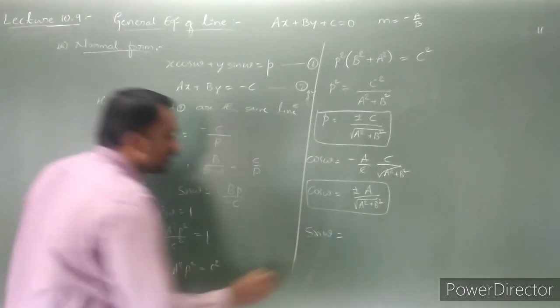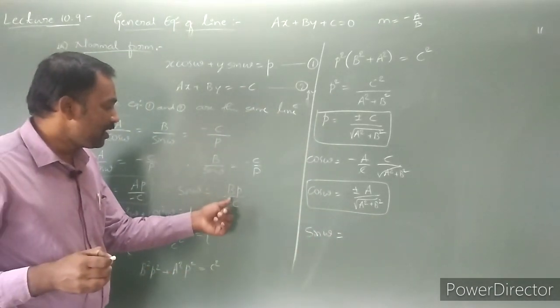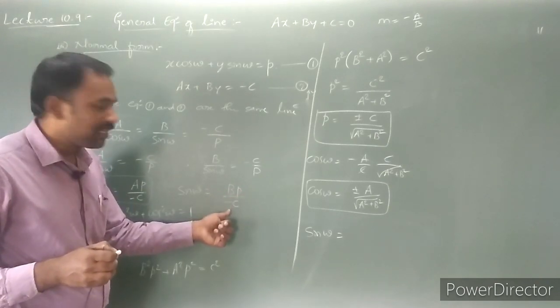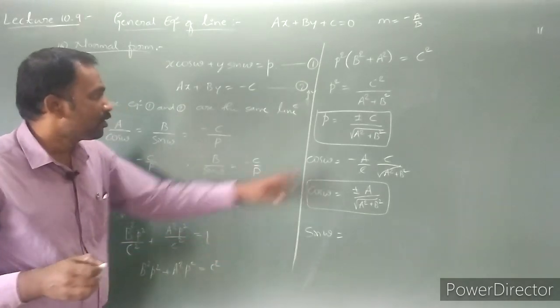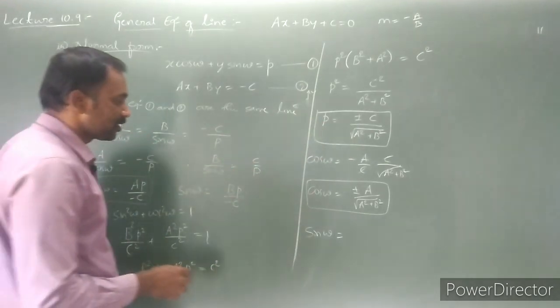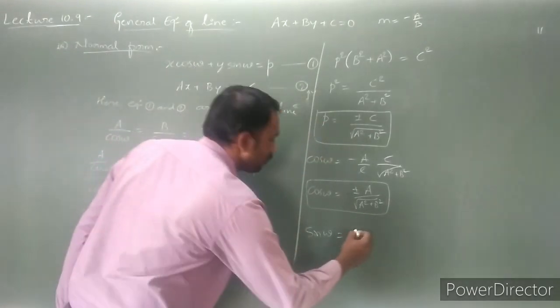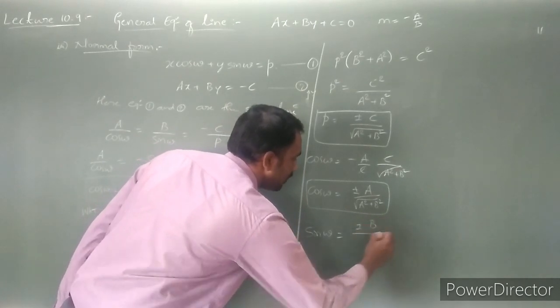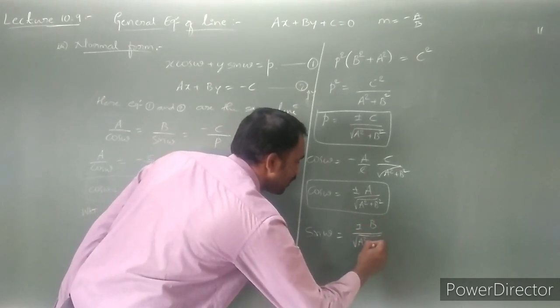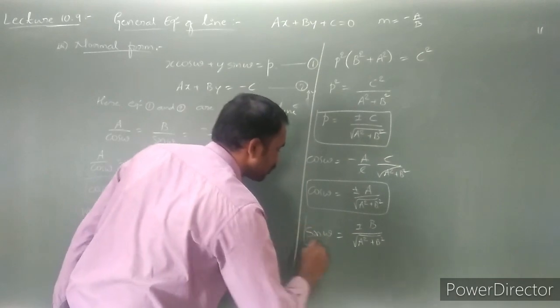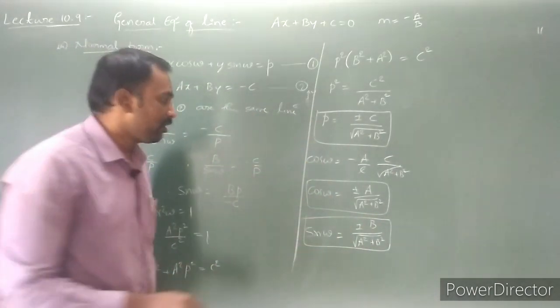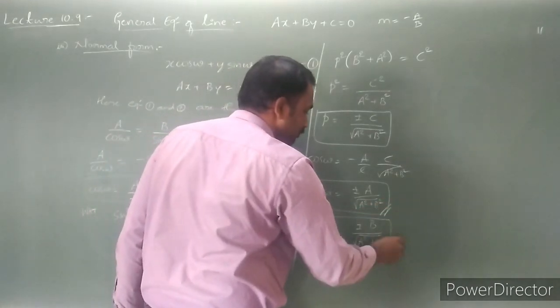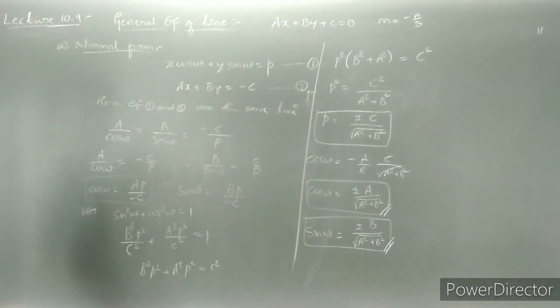Similarly, sin omega. Replace the sin omega value: minus b by c times p. Replace the p value. Similarly, I just write directly. What will we get? Plus or minus b divided by root of a square plus b square. You can cross verify. Just replace it like this and simplify. Will you get this or not? Check it. Are you clear?